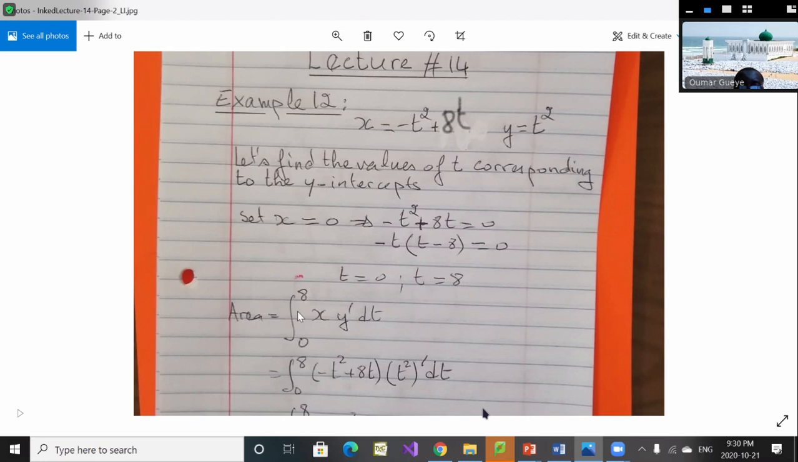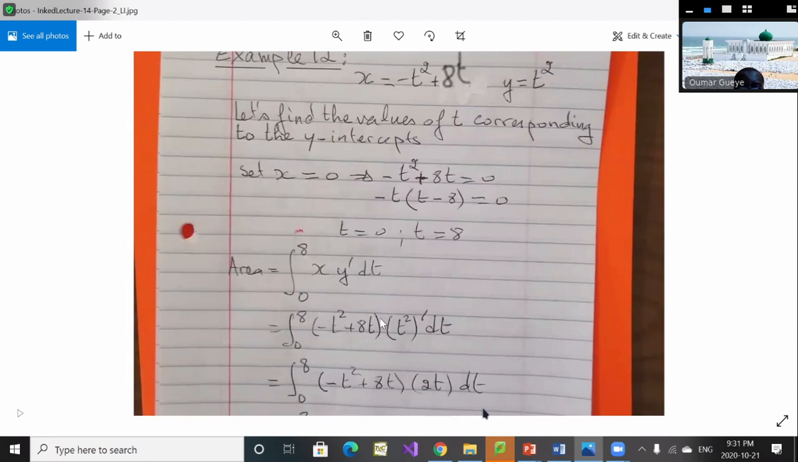Now we have to integrate from 0 to 8. And the formula says it's going to be the equation of x times the derivative of y with respect to t. And when we substitute x and y by their values, we get these two brackets. And the second one is y, and we have to differentiate it before calculating the integral. So when you differentiate this, you get 2t, and you expand it.